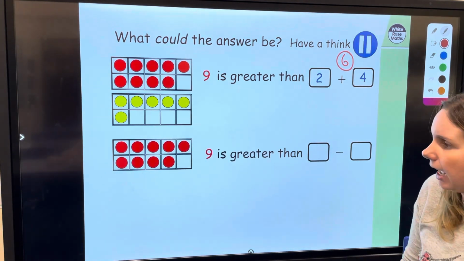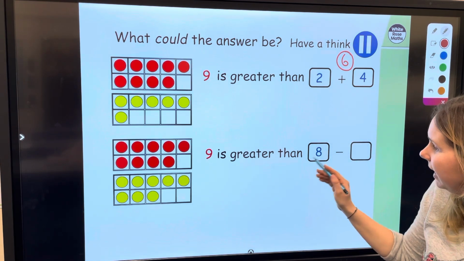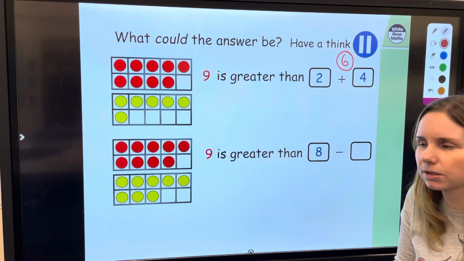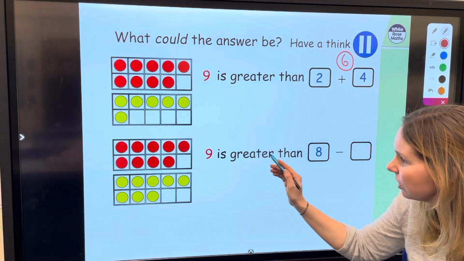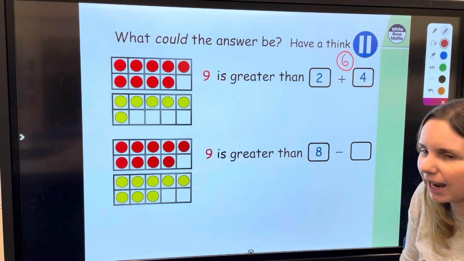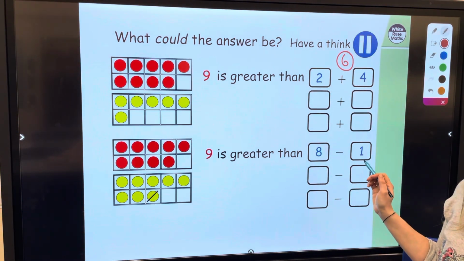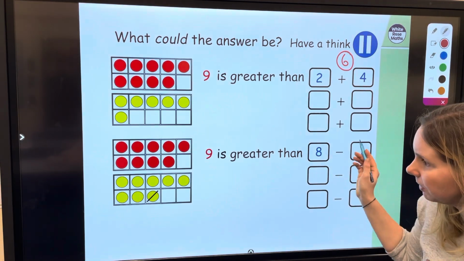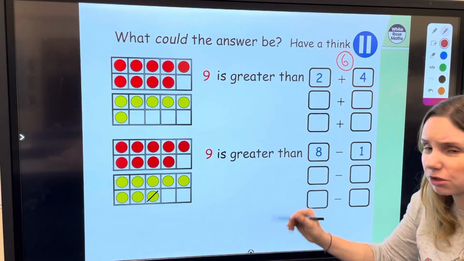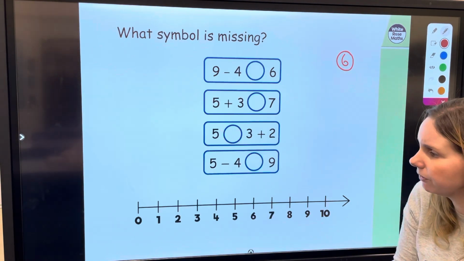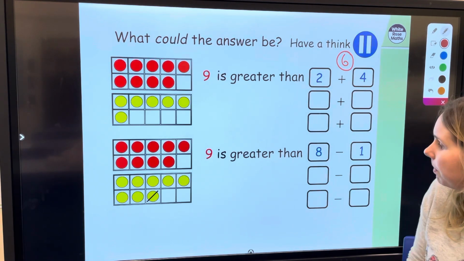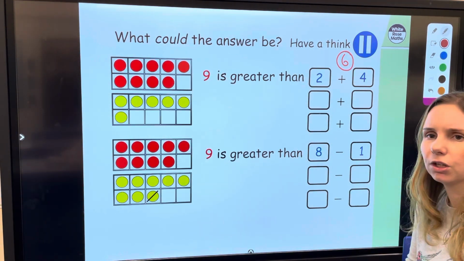9 is greater than 8 subtract what? So 9 is greater than 8 subtract how many? 1. 8 subtract 1. So you could take away 1 and it would give you 7. And I know 9 is greater because it comes after the number 7. Let me just flip back. So here we could look at other ones.